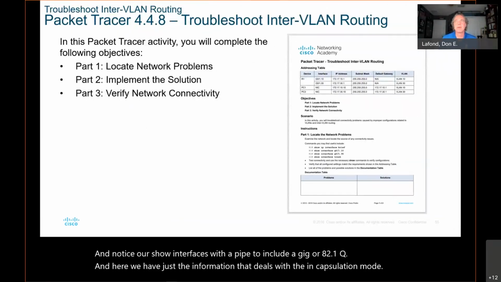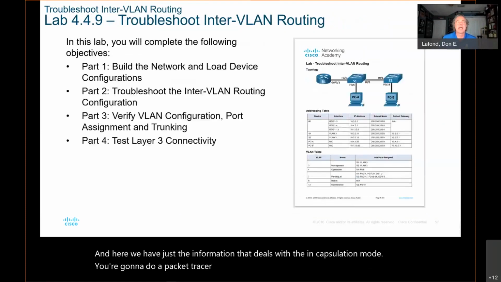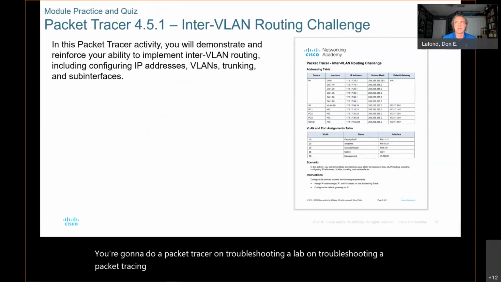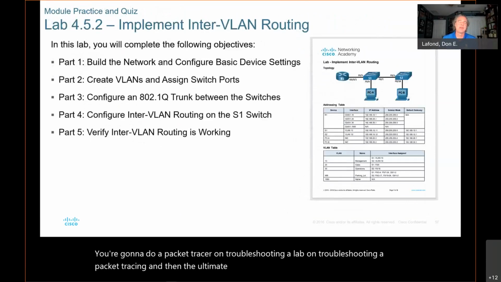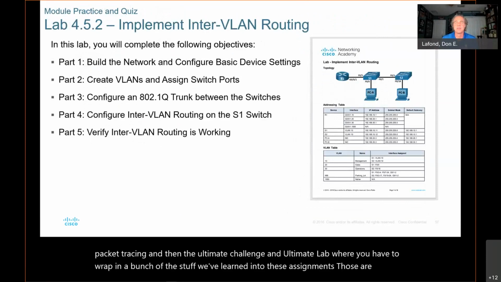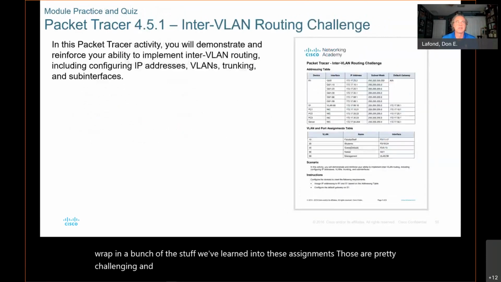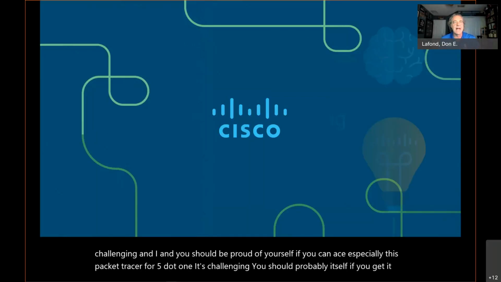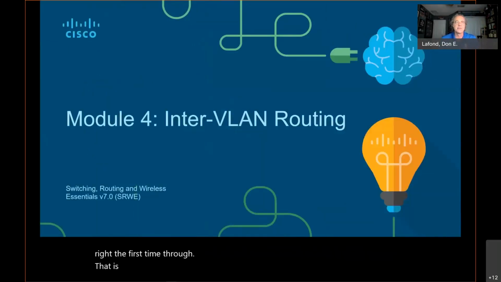You're going to do a Packet Tracer on troubleshooting, a lab on troubleshooting, and then the ultimate challenge and ultimate lab, where you have to wrap in a bunch of the stuff we've learned into these assignments. Those are pretty challenging, and you should be proud of yourself if you can ace them, especially this Packet Tracer 4.5.1. It's challenging. You should be proud of yourself if you get it right the first time through. That is all I've got for Module 4, Inter-VLAN routing. I'm going to go ahead and stop sharing and bring you back to me.